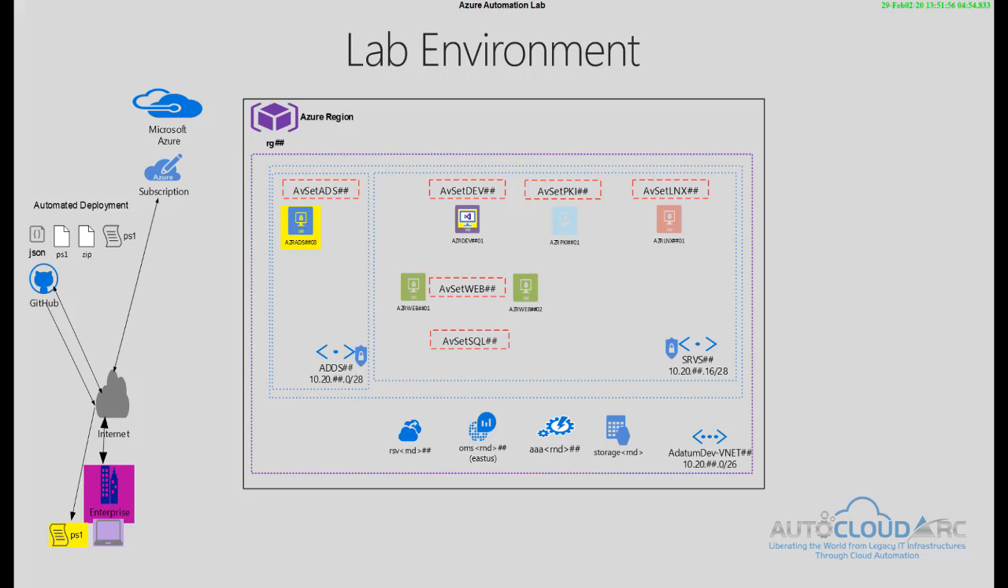2 Windows 2019 core servers deployed initially as standalone servers that you can configure later as web servers using desired state configuration. 2 Windows 2019 SQL servers deployed initially as standalone servers that you can also configure later as SQL servers using desired state configuration or any other preferred method.